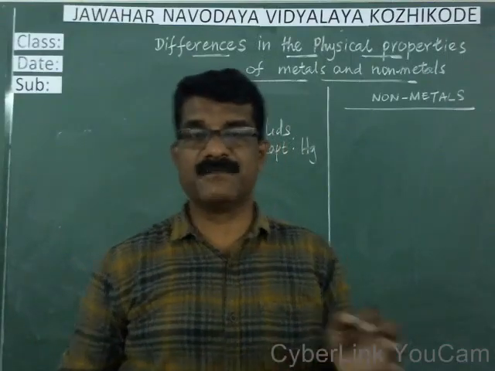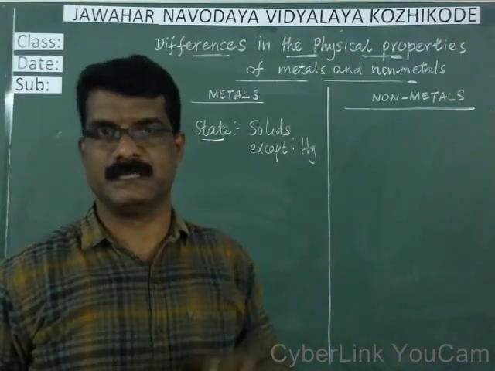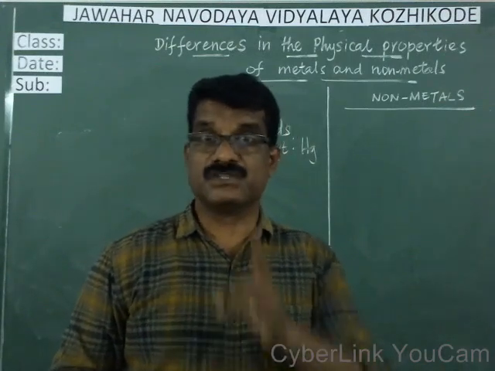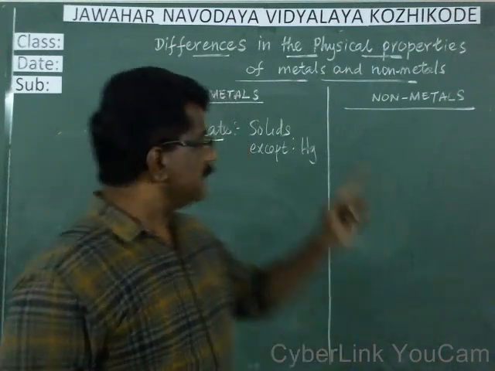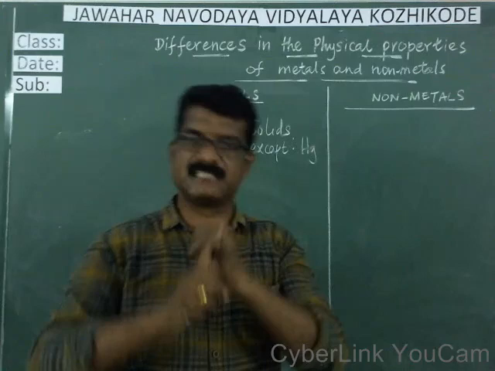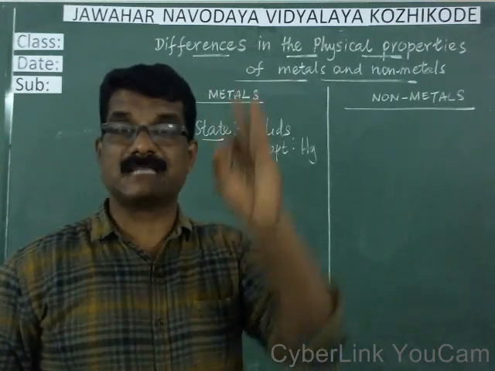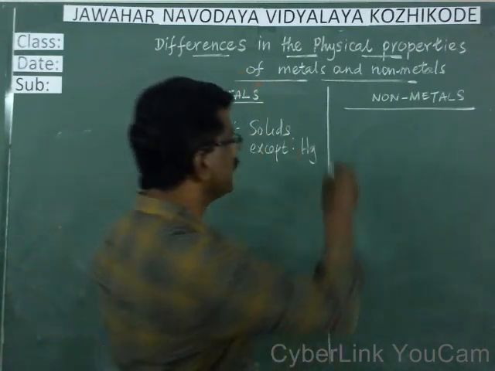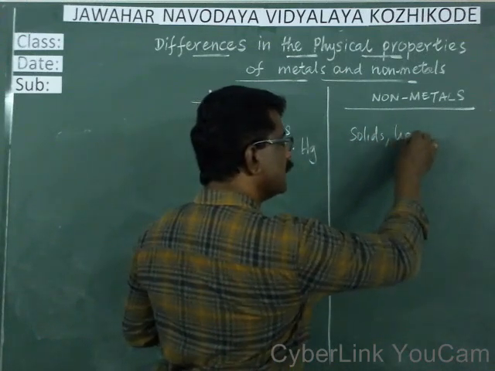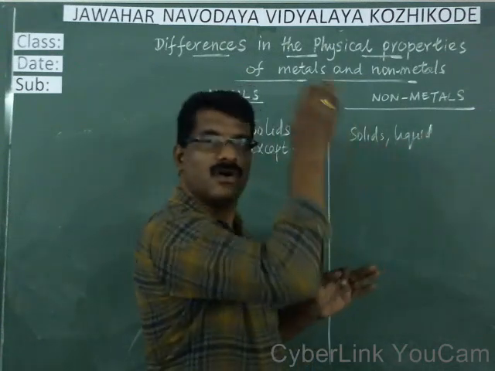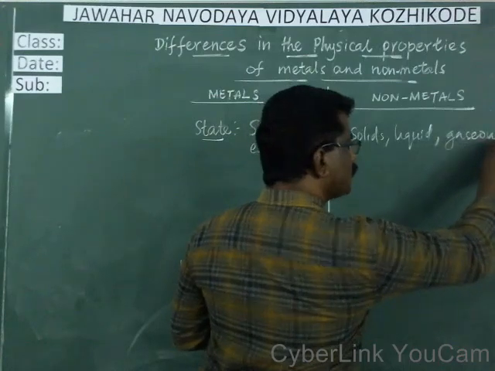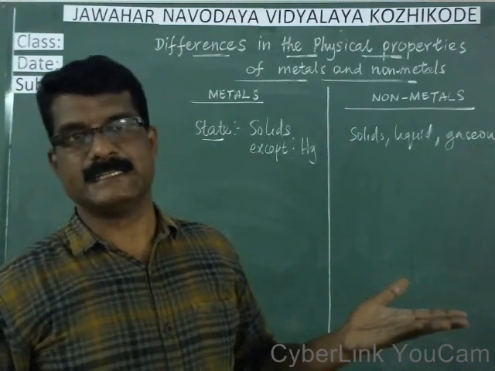The mercury, the symbol is Hg. Hg is derived from a Latin word hydrargyrum. Except mercury, all other metals are solids. And in case of non-metals, non-metals are available in solid state, liquid state, as well as in gaseous state. So we can write non-metals are solids, liquid or gaseous.